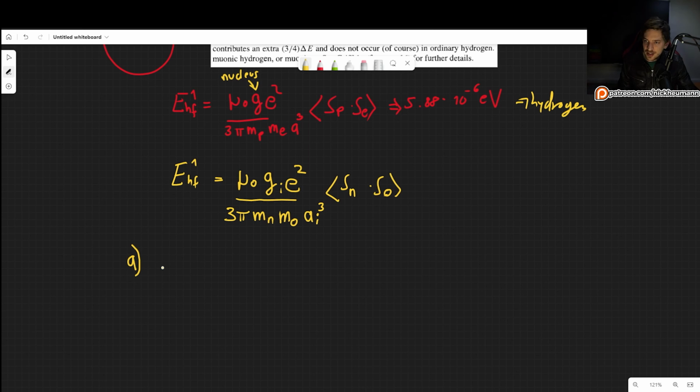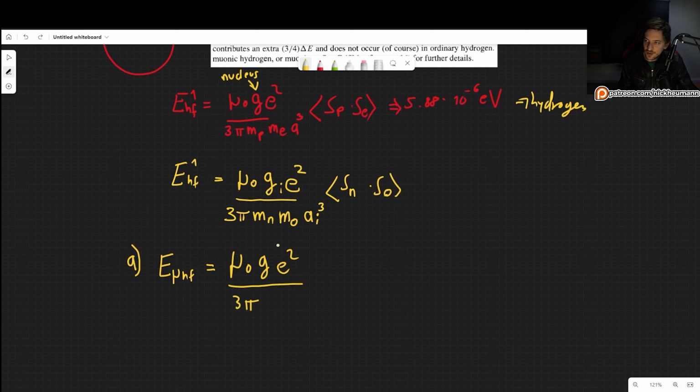Okay, so now let's go for the energy in the case of the muon. So this is of course hyperfine. So let's see, now of course mu naught doesn't change at all, g doesn't change because the proton is still the particle in the nucleus, e doesn't change, we have the same charges, 3 pi.